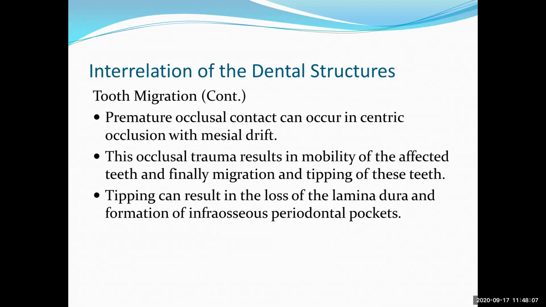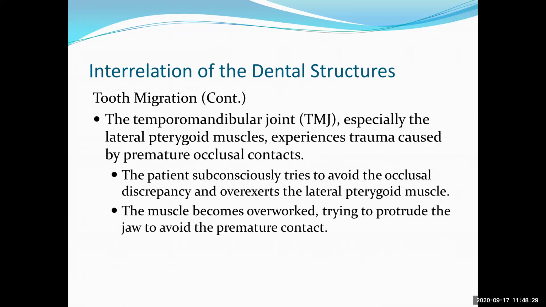Occlusal trauma results in mobility of the affected teeth and finally tooth migration and then tipping of the teeth. So tipping can result in the loss of the lamina dura radiographically and then the formation of infraosseous periodontal pockets. As that tooth tips, the bone is going to be destroyed. So the patient is going to bite differently.